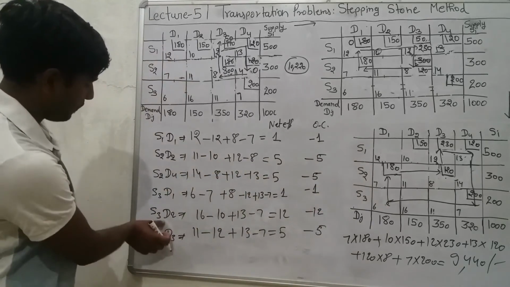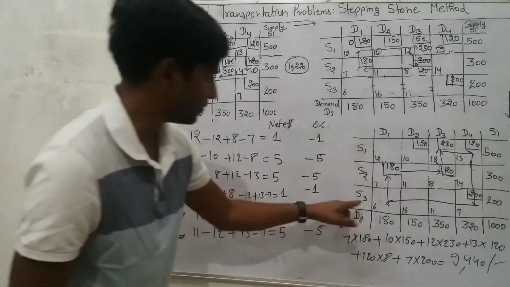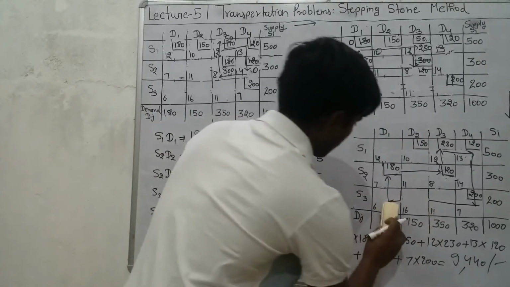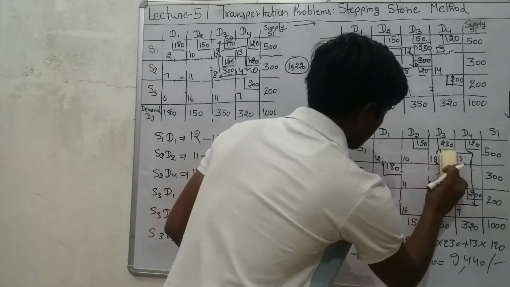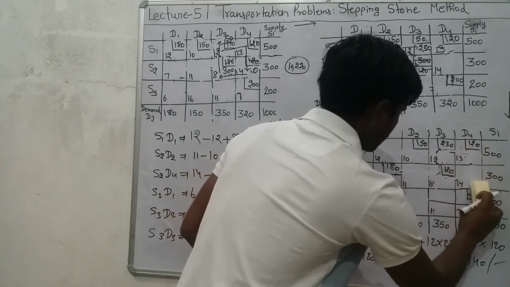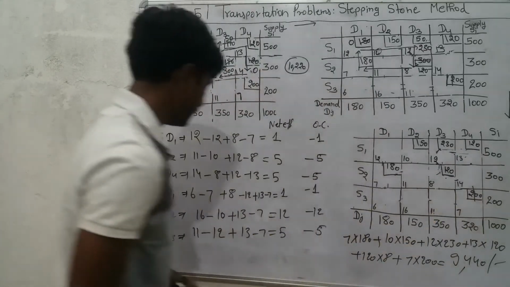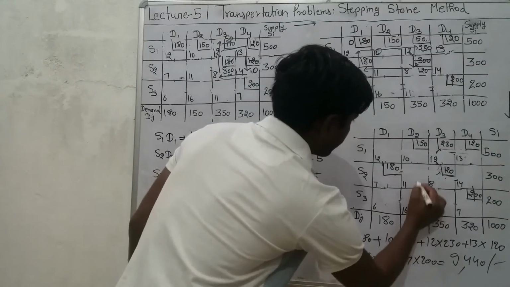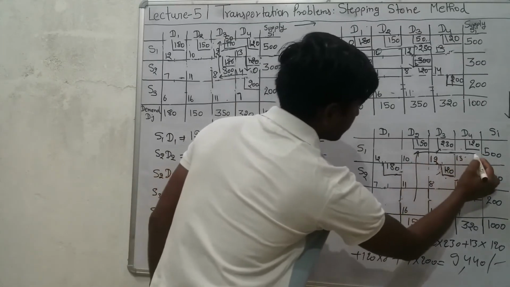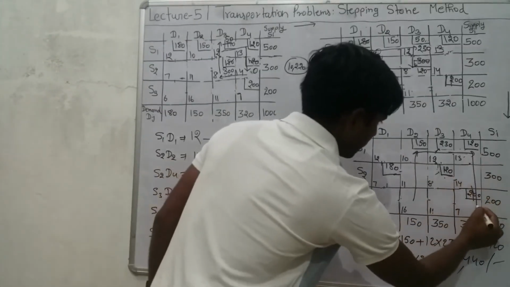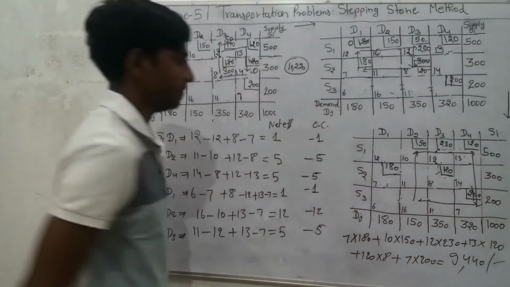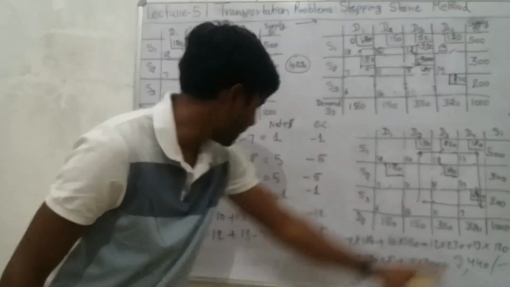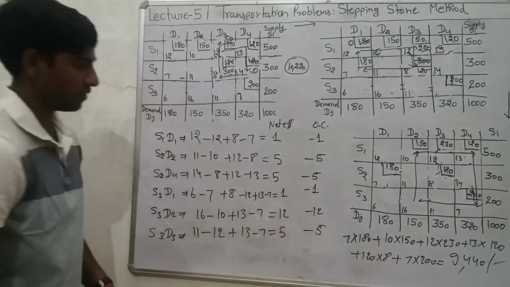Now we move on to the fifth cell, that is S3D2. Let me clear this one. S3D2. Start from this, go directly to the last cell of this row, come down to the last row of this column and come back to the empty cell. So now the impact would be 16 minus 10 plus 13 minus 7, that is equal to 12, or opportunity cost would be minus 5.